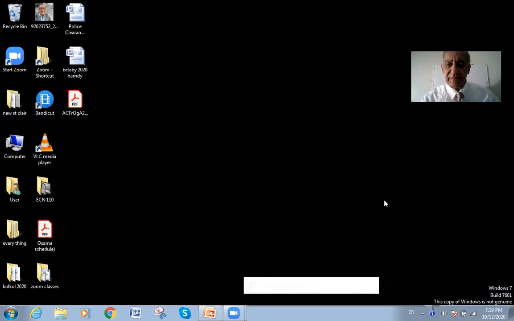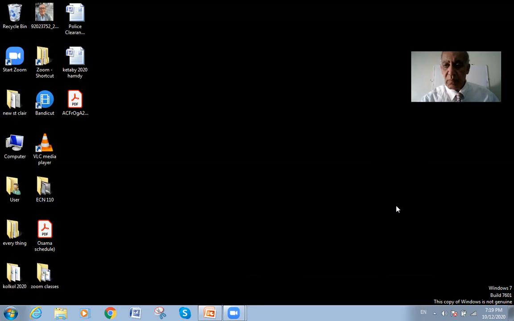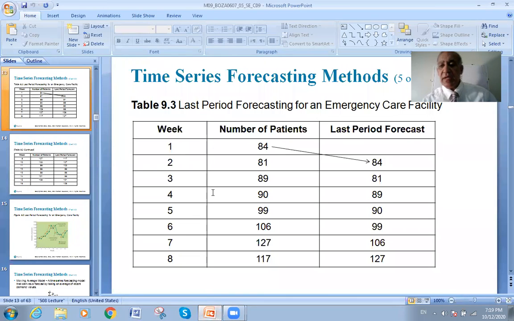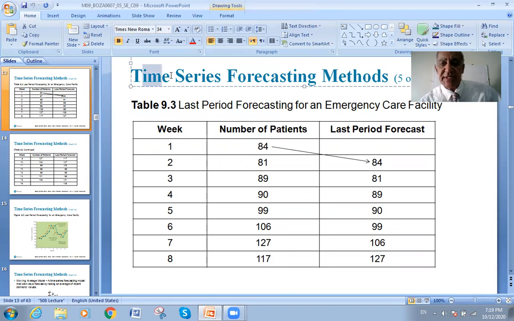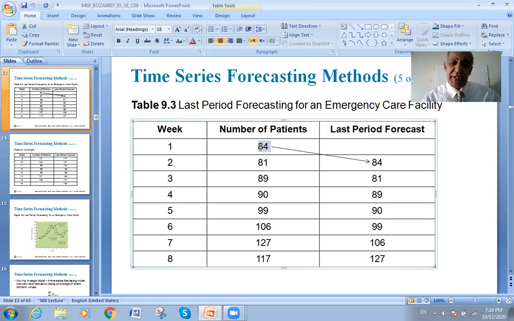So this is the time series. Here is the time series forecasting method. From the name itself, time series forecasting method. What does this method depend upon? The method depends upon the end of the week. Look at this. The end of each week is the start of the next week.